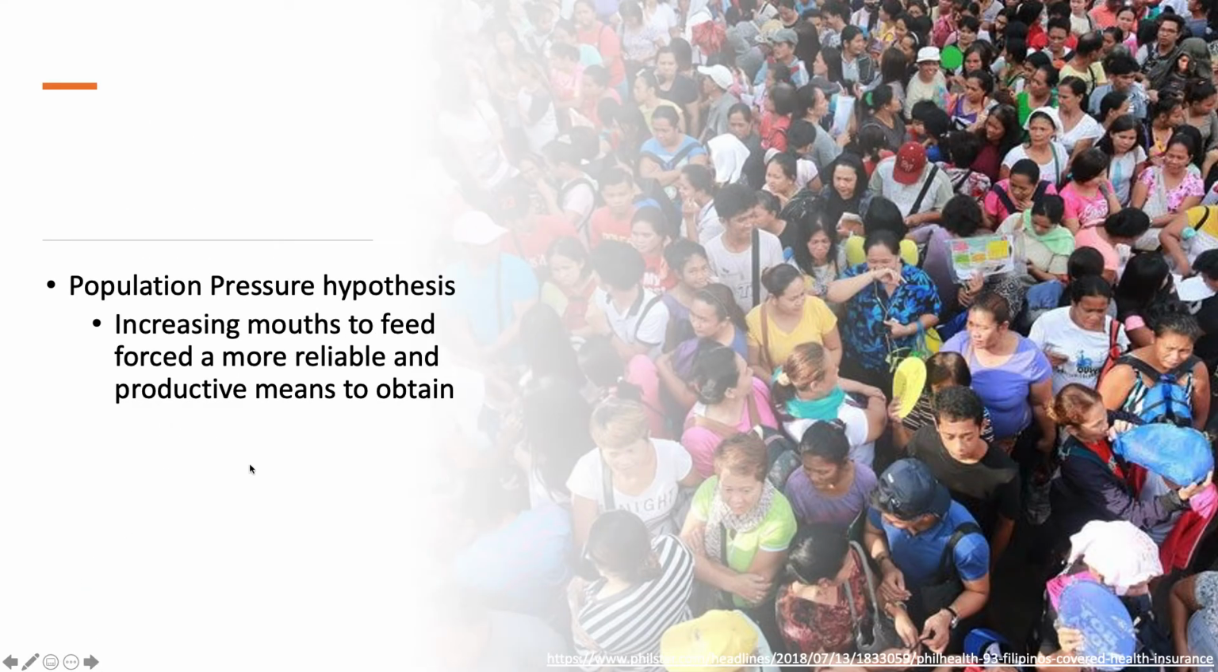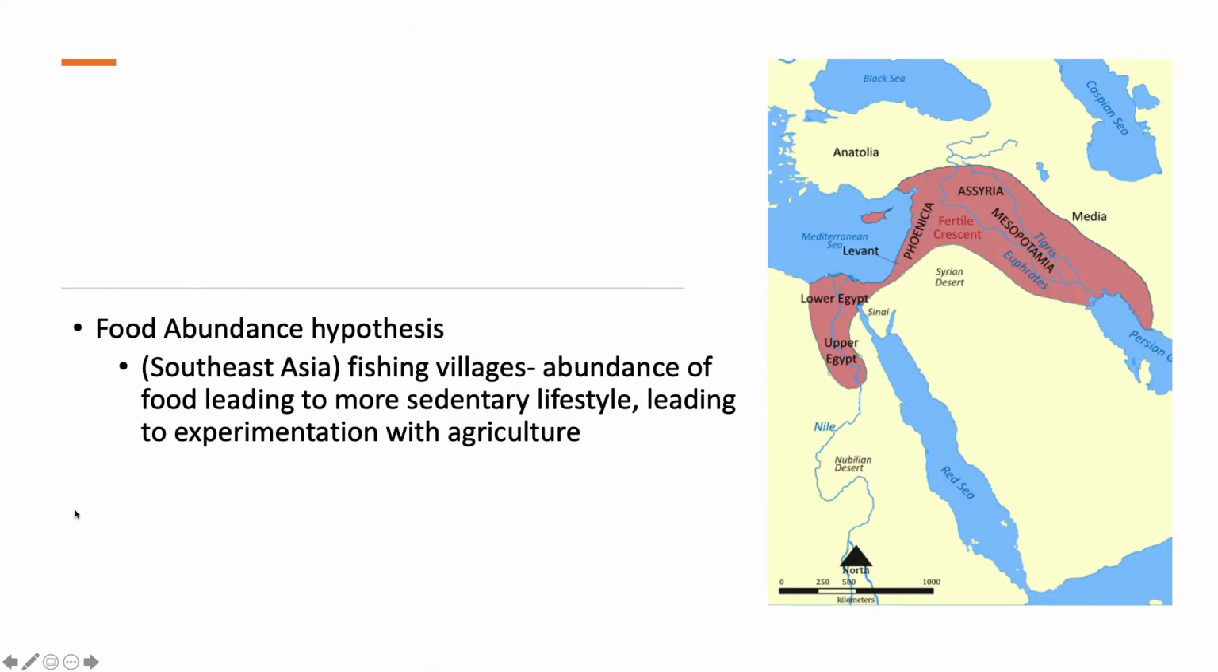And related to that is the population pressure hypothesis. So this is without the climate change factor. They thought that with population increasing, we need to have a very reliable source of food. We don't need to always search for it. So that's the population pressure hypothesis.